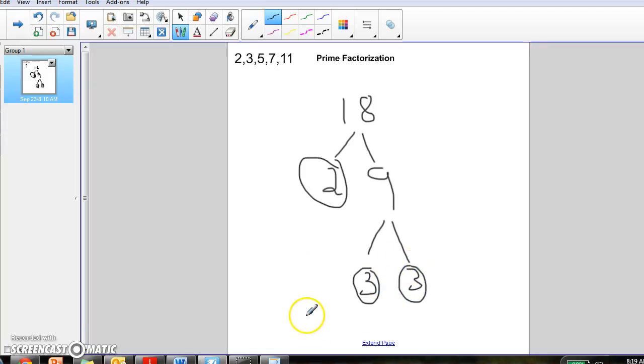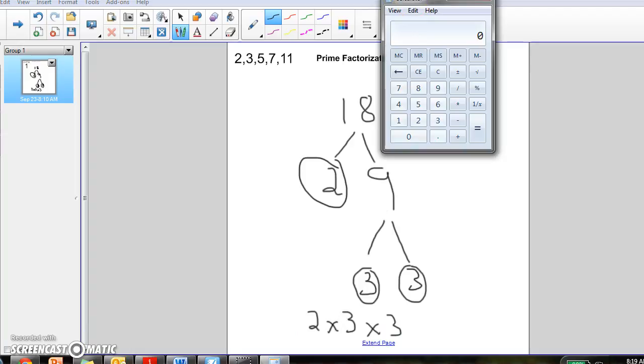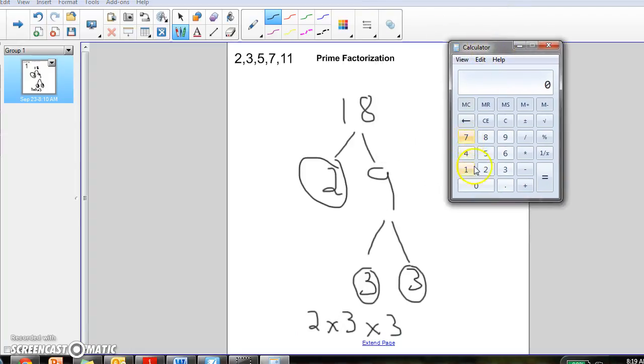Now my prime factorization of 18 is 2 times 3 times 3. Now I'm going to check that. I'm going to check it using a calculator here. So I'm going to go back, check. All right, 2 times 3 times 3 equals 18. So these numbers multiplied together equal 18.